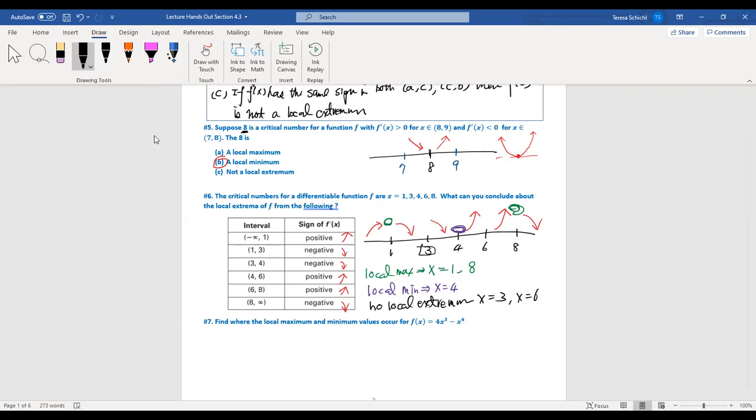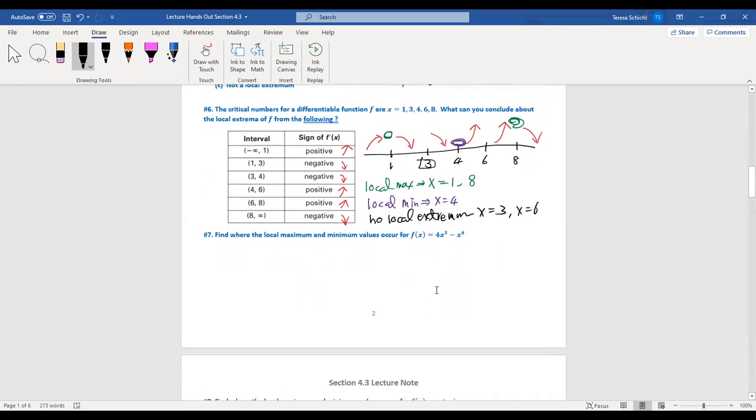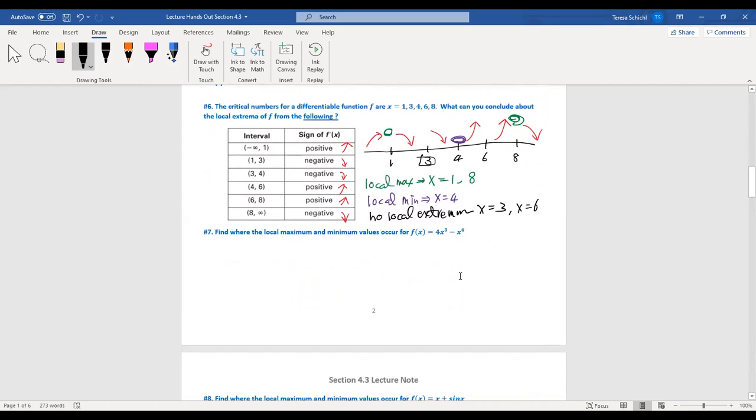They said to find the local maxima and minima values for these functions. This is kind of similar to what we did with the increasing and decreasing test, right? So the first thing is f prime of x. Let's take the derivative. It's 12x squared minus 4x cubed, right? Let's try to factor. I can factor out 4, then x squared, and then 3 minus x, correct?